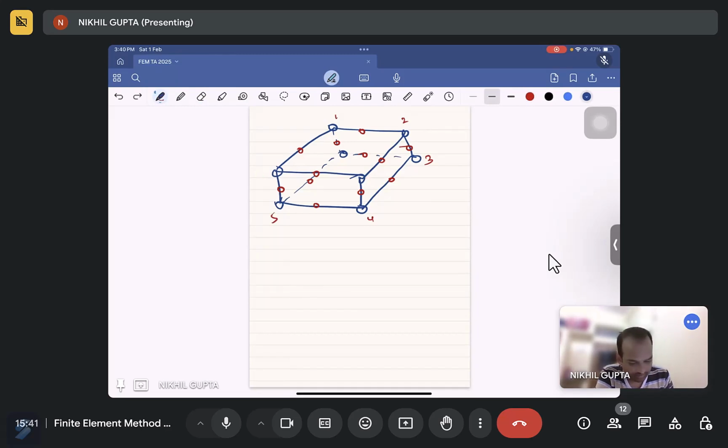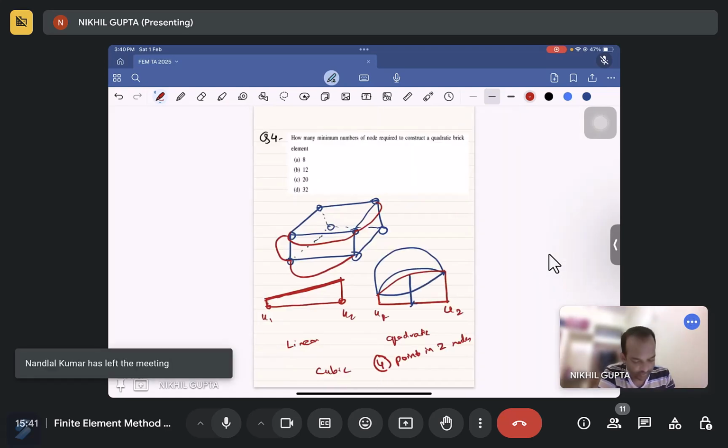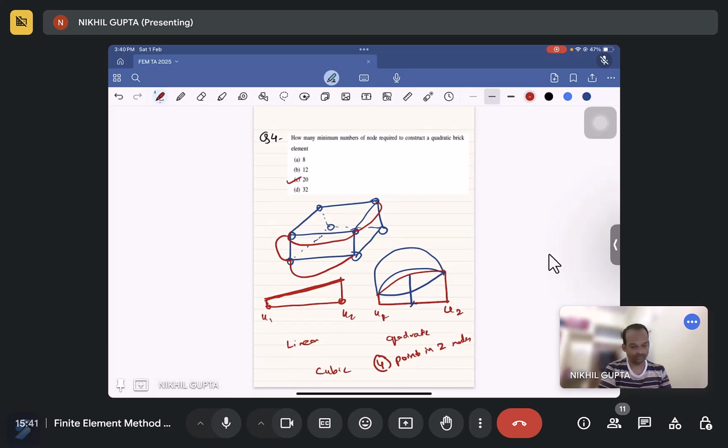Let me be more specific with the color so that it's not confusing. This is 1, 2, 3, 4, 5, 6, 7, 8. Now 12 extra: 9, 10, 11, 12, then 13, 14, 15, 16, and the vertical members 17, 18, 19, 20. So a quadratic brick element will have 20 nodes.